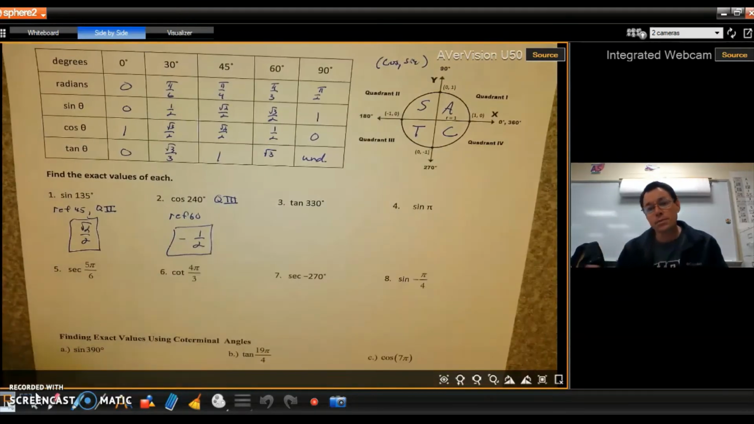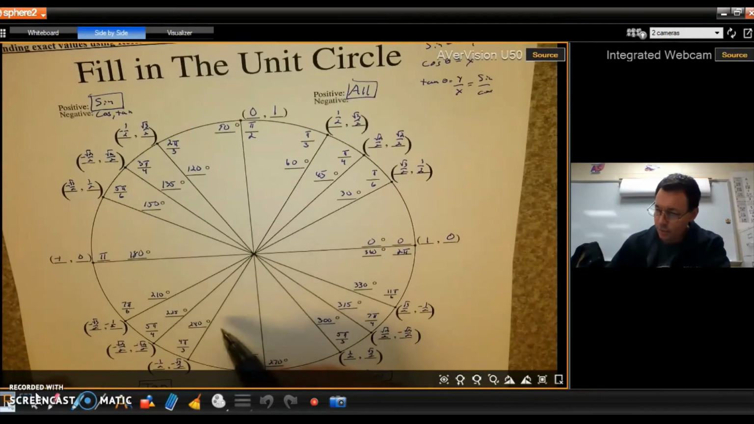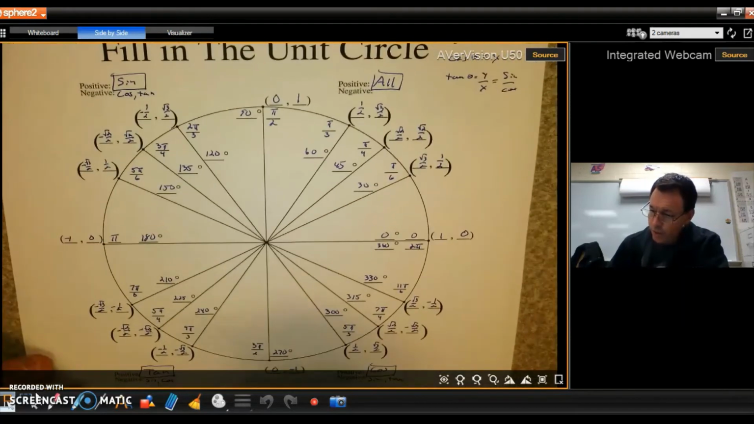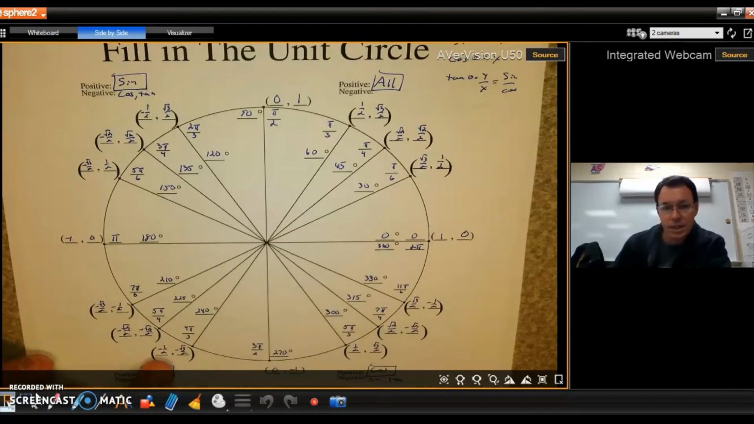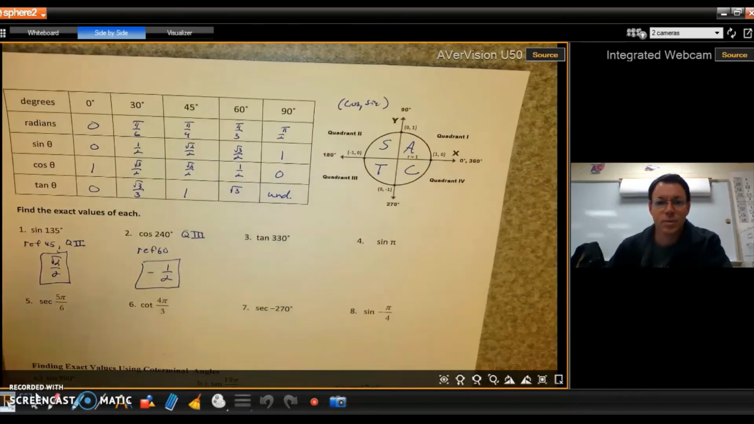And if you flip your notes and look at the actual unit circle and find 240 degrees, and you want to know the cosine, it's negative 1/2. But I don't want you to have to memorize this entire circle. Just use the chart and determine whether things are positive or negative. That's it.